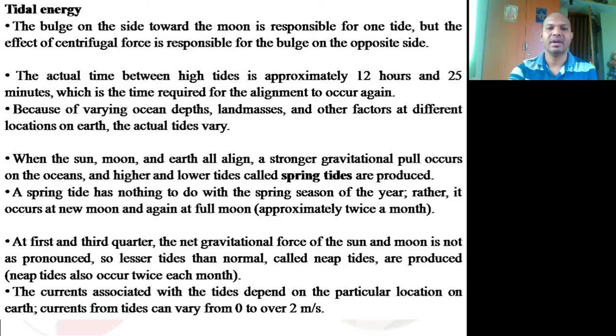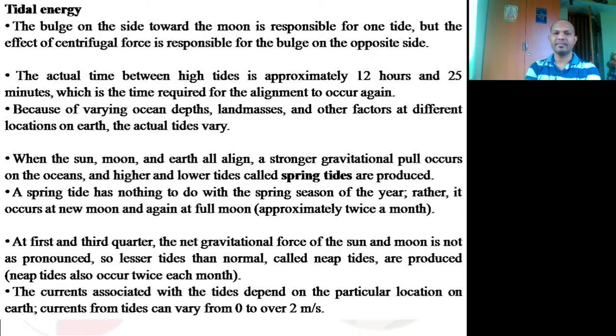When the sun, moon and earth all align, a stronger gravitational pull occurs on the oceans, and higher and lower tides called spring tides are produced. The spring tide has nothing to do with the spring season of the year. Rather, it occurs at a new moon and again at a full moon, approximately twice a month.